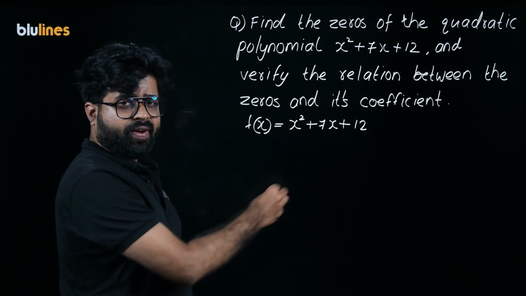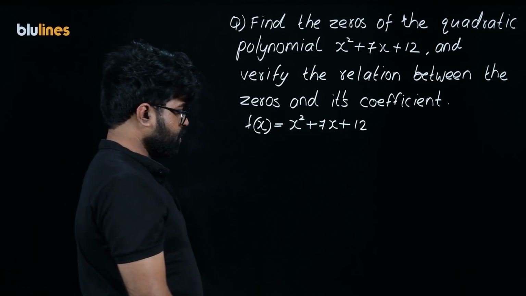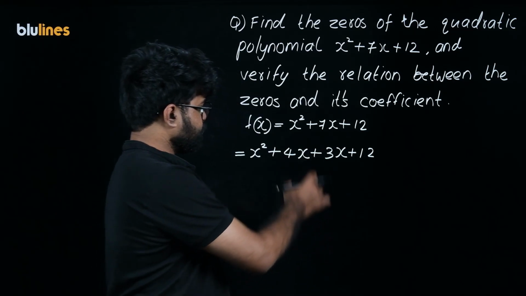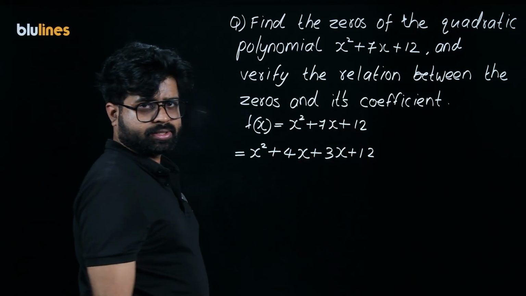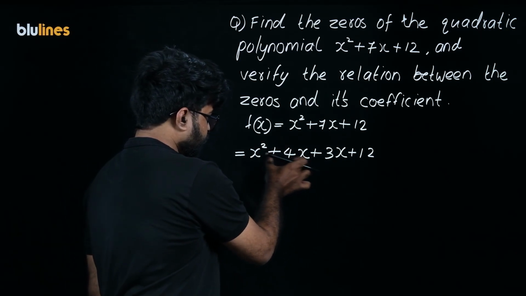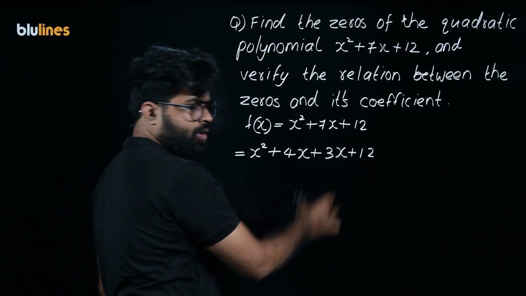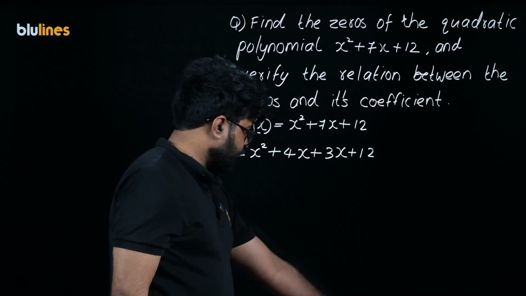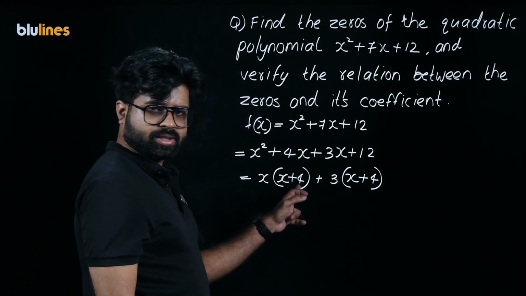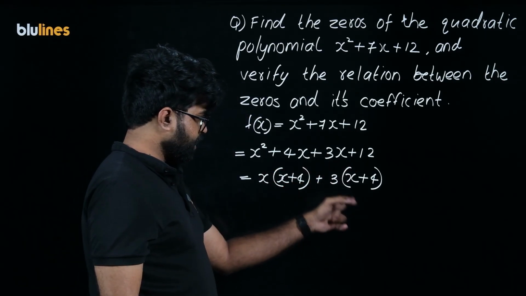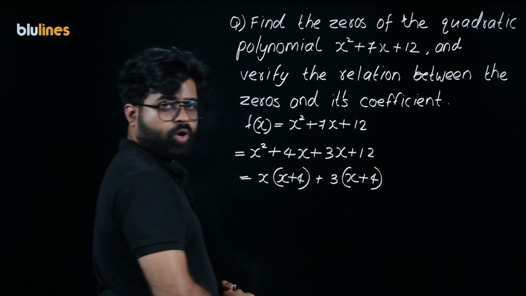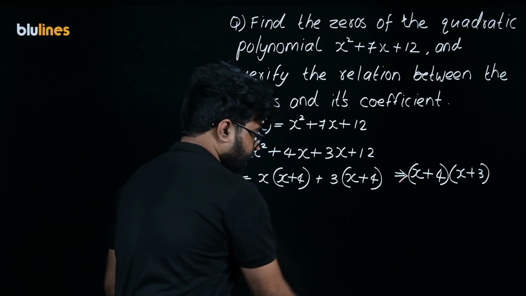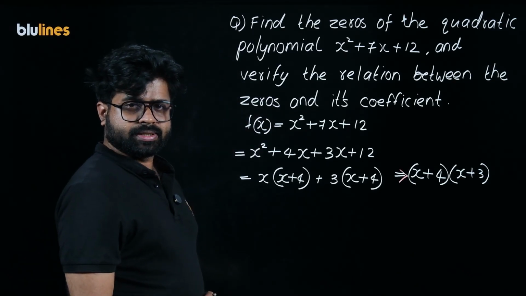So first let me factorize x square plus 7x plus 12. x square plus 7x plus 12 can be written with 7x split into 4x plus 3x. Now you can see that here we have an x common, and here we have 3 common. So from here I am taking x outside, so x multiplied with x plus 4. Here I am taking 3 outside, so here also there is an x plus 4. Now we have x plus 4 common, so I can write it as x plus 4 multiplied with x plus 3.